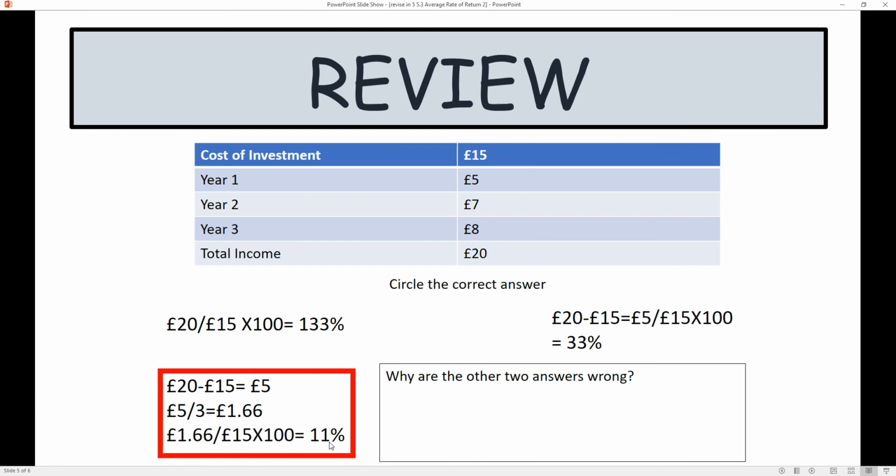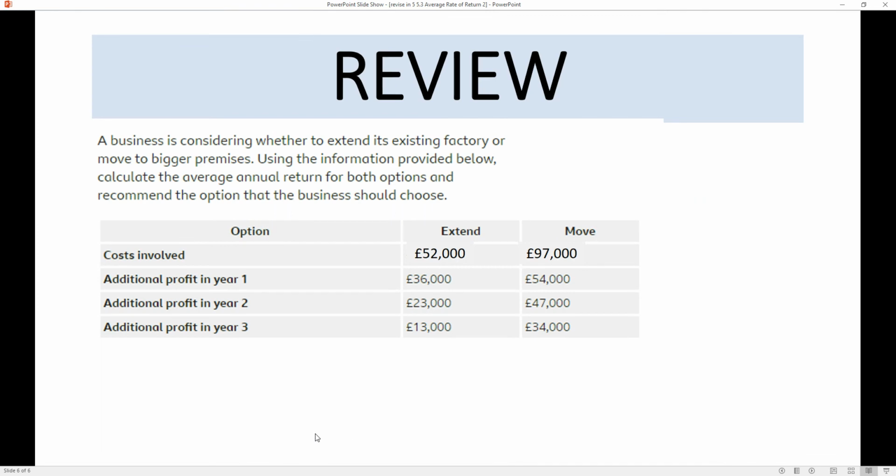Okay, which is 11%. It's not number 1 because all they've done there is taken the total income and divided it by the cost of investment times 100. So they've tried applying the formula without doing step 2 or 3. It's not this one because although they worked out the profit, so 20 minus 15 gives you the total profit, they've not worked out the average annual profit. Okay, so if you do this, the average rate of return seems higher, and if you invest in this business, you would have falsely invested in it thinking you might get higher returns when it's actually only 11%. Okay, so I'll leave you with this as well.